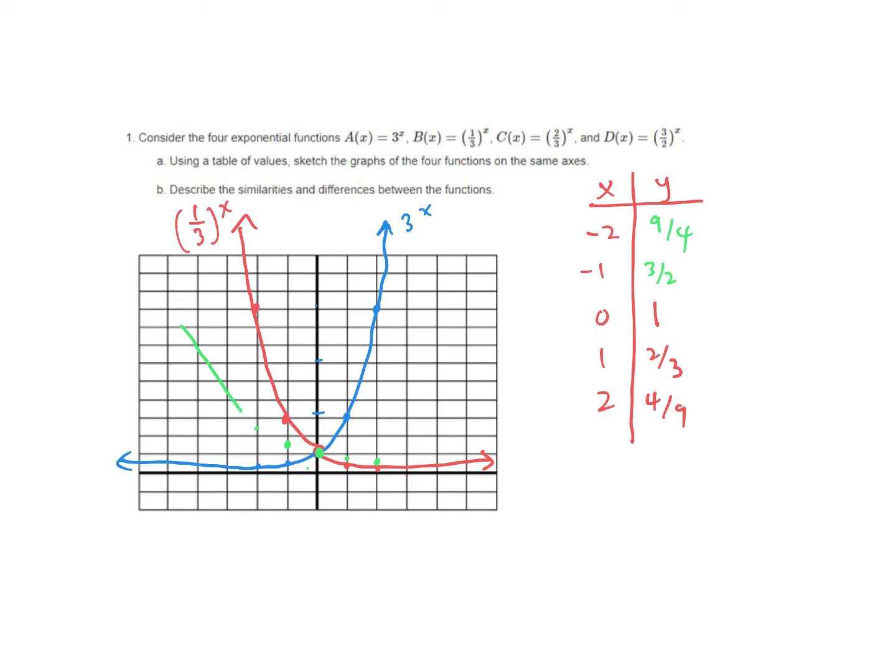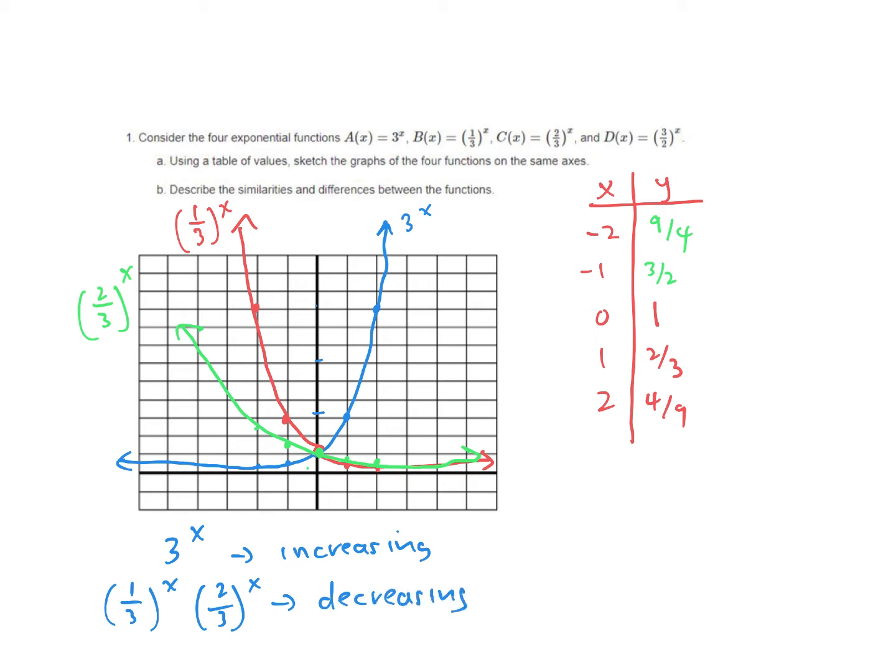Okay, so again, because the base is less than 1, it's going to be decreasing. But it will be a little less steep than the 1/3. Okay, so let's start to look at the similarities. 3 to the x is an increasing function, and 1/3 to the x and 2/3 to the x are decreasing functions. So that's a difference between the two.